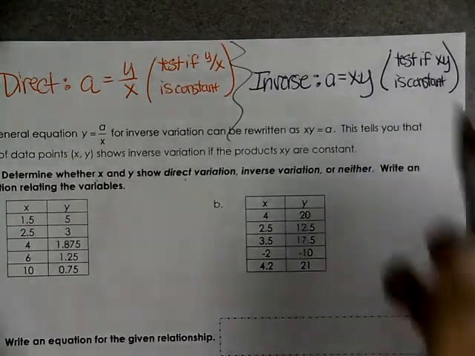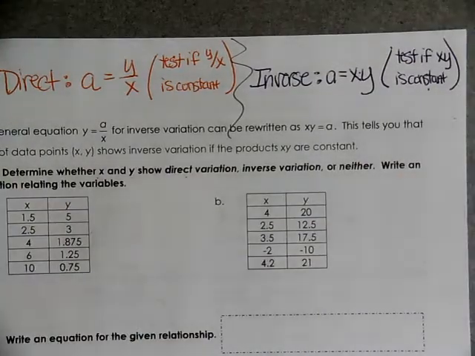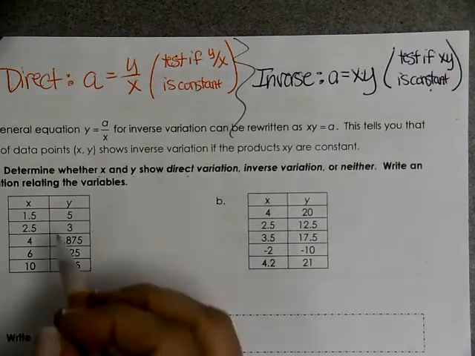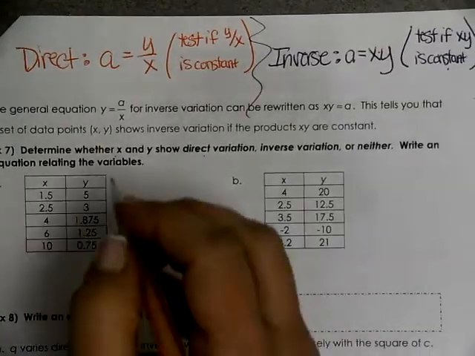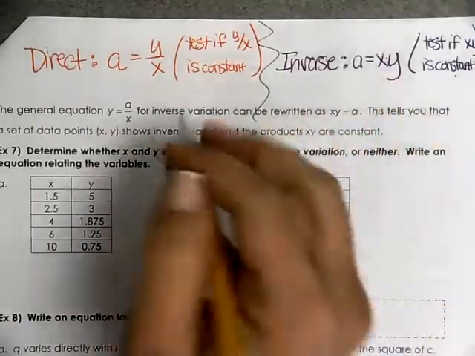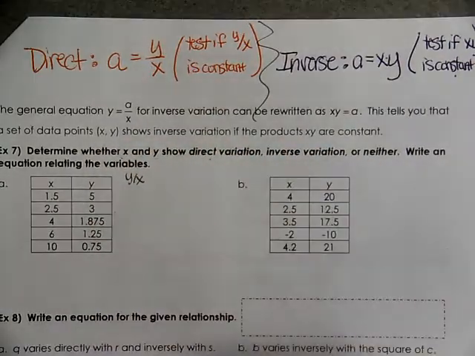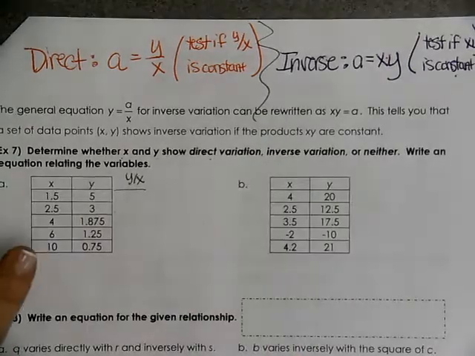And if x times y is constant, then that tells you that it's inverse variation. Okay? So let's try that in example 7. We have these different x and y values. So the first thing I'll test is if it's direct. So let me see what y divided by x is. And you could use your calculators for this if you wanted.